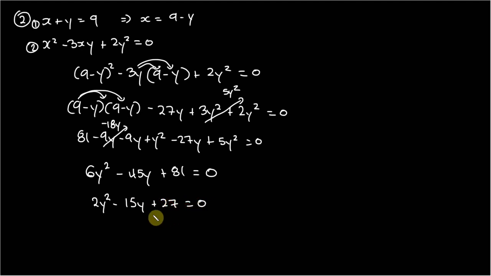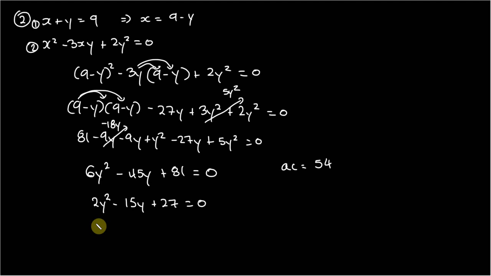Yep. And so now we should be able to solve this by factorization. Yeah, it should be a little bit more simple. We can factorize this, I think. So we need to find AC. So AC, well, A is 2, C is 27, so 2 times 27 is 54. And so now we need to find what multiplies to 54 and adds to negative 15.